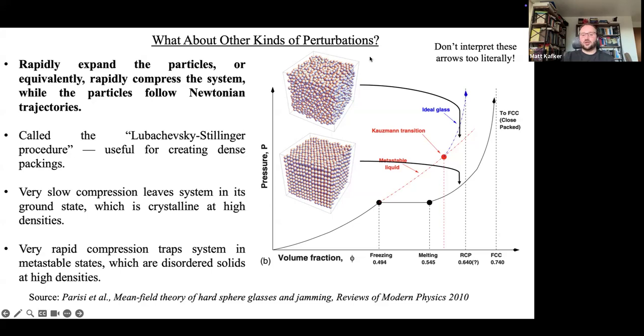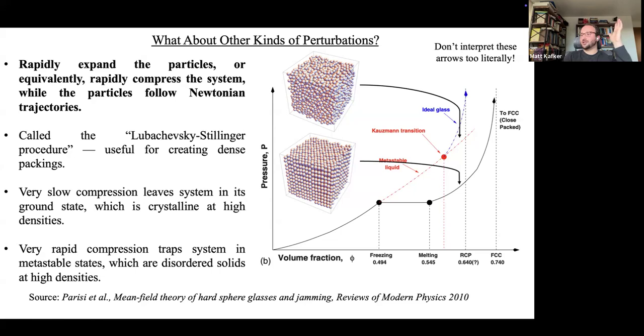And that's basically what you do in this case to get a metastable liquid. You don't give the system time to crystallize. You squish it really, really quickly, or you blow up the spheres equivalently really quickly, and the disorder gets frozen in, and you get some disordered amorphous state. This is roughly what people mean when they're talking about a glass, some spatially amorphous solid. Okay, is this clear, roughly how this is done?